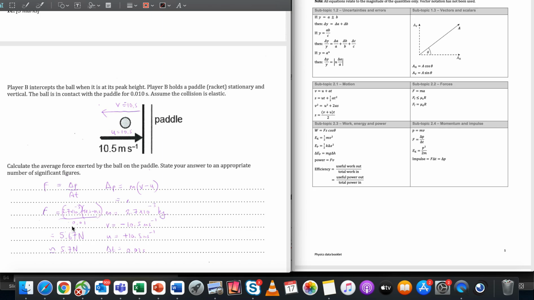If it's an elastic collision, then what you can assume, because that paddle is stationary, is that u and v are the same, they simply have opposite direction.